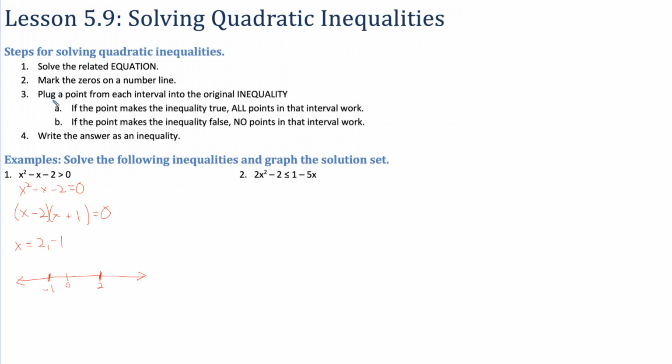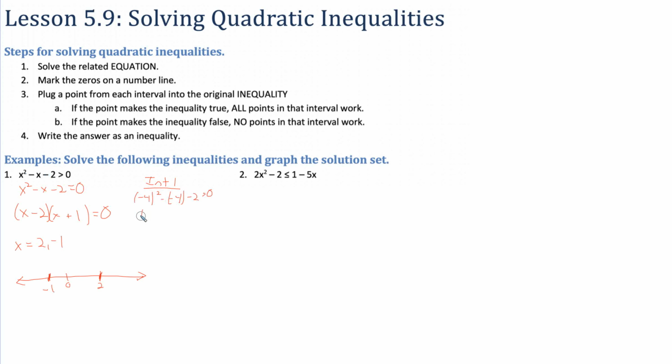Now we want to plug a point from each interval. So let's say interval 1. Our first interval is going to be to the left of negative 1. So we have left of negative 1, in between negative 1 and 2, and then to the right. Let's just pick a number down there. Let's try negative 4. So we'll put negative 4 into our original: negative 4 squared minus negative 4 minus 2. And we want to know, is that greater than 0?